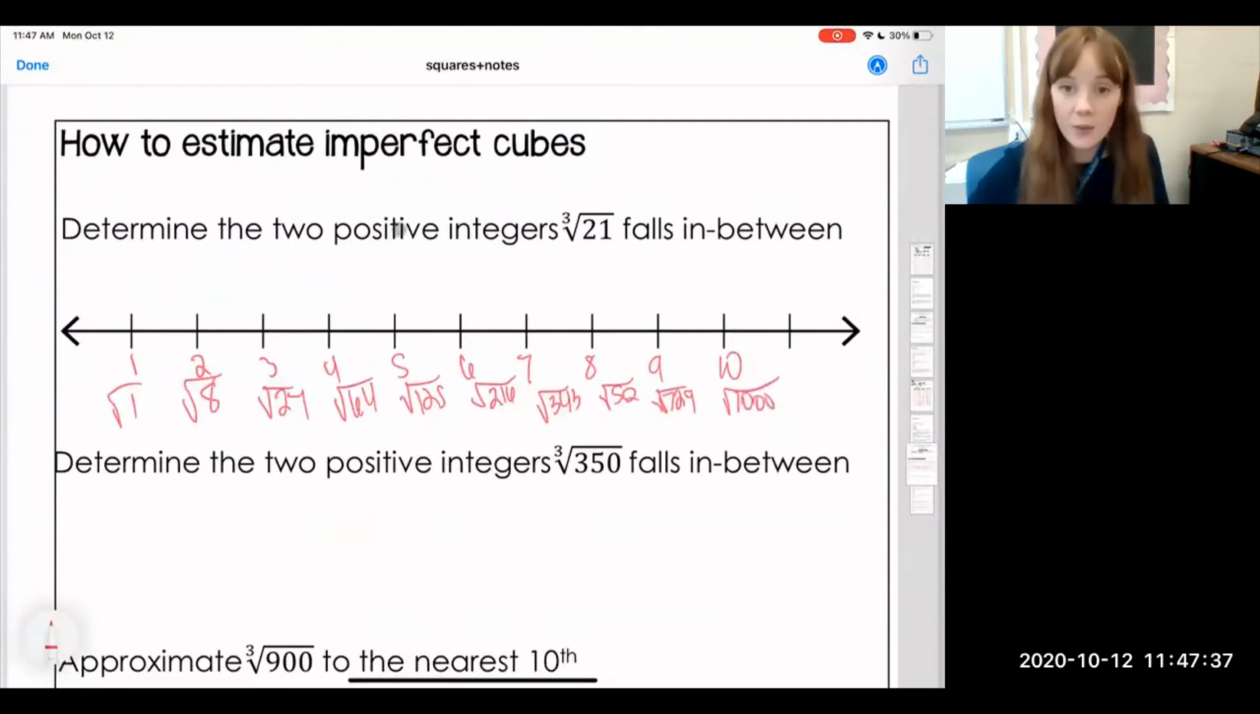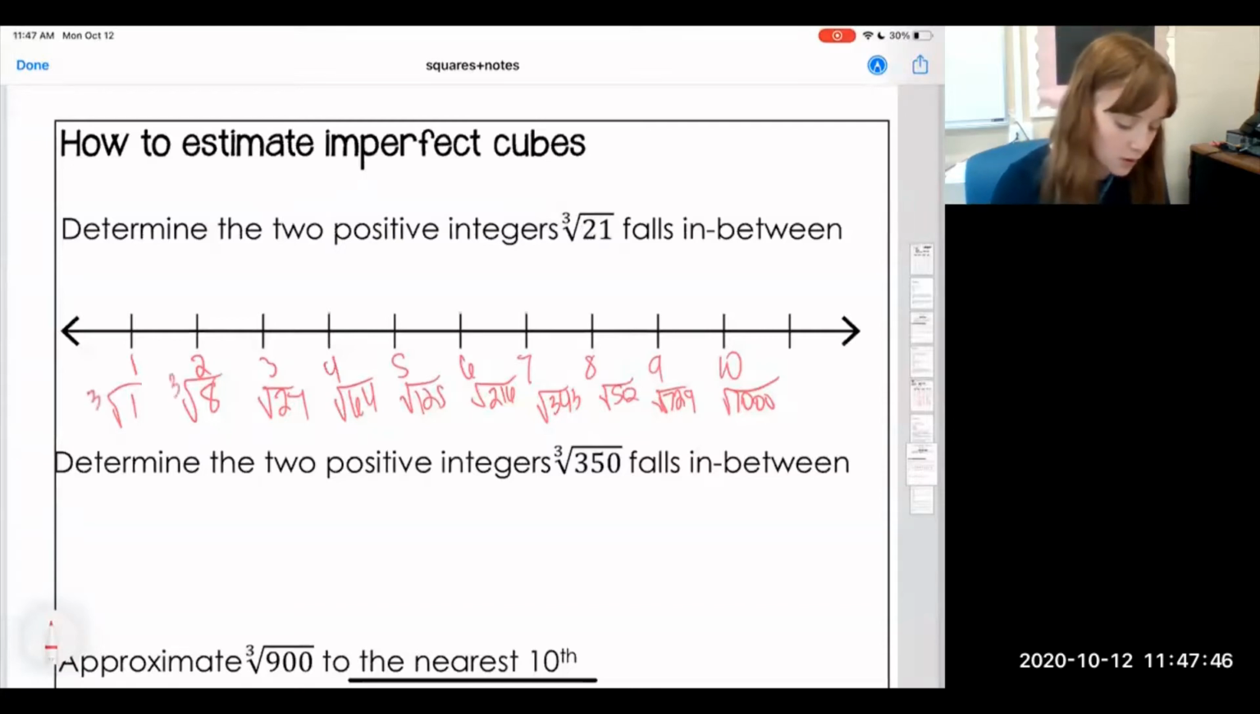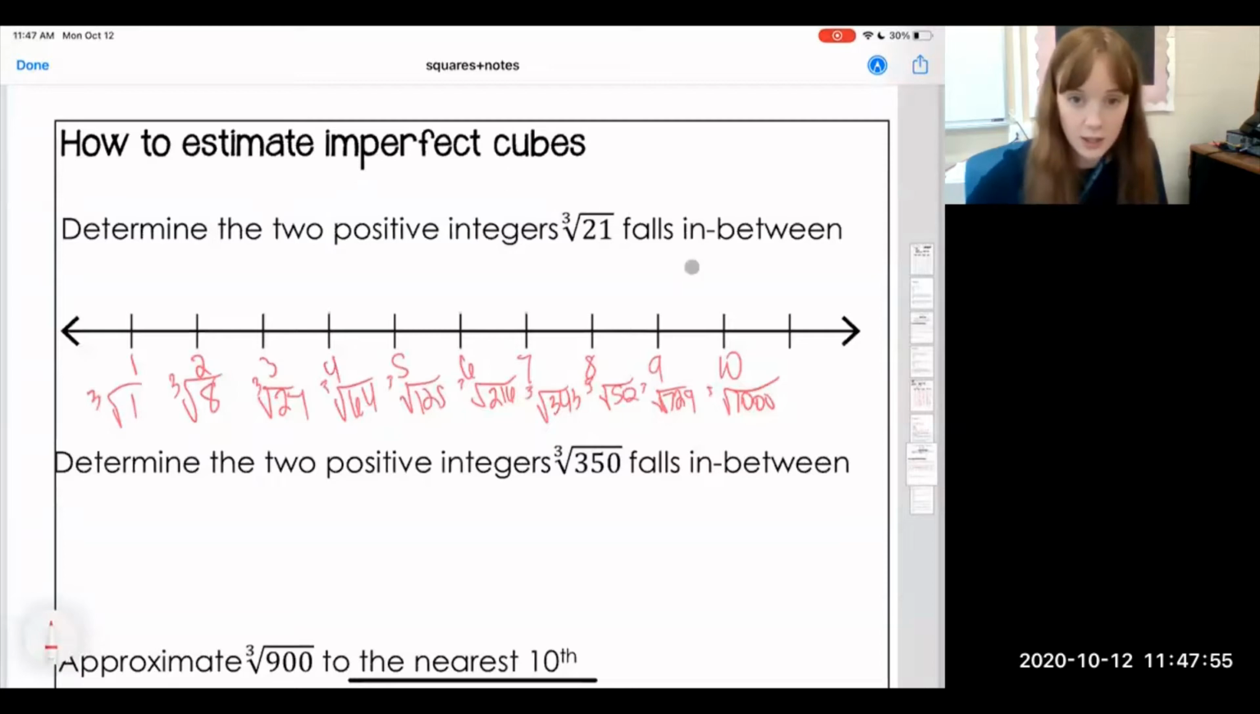So just like yesterday, we're going to find the number that this falls in between. So we want to find where the cube root of 21 falls in between all of these cube roots. Remember to include your 3 at the top of your radicals. Well, the cube root of 21 falls somewhere between the cube root of 8 and 27. So the two integers it falls in between are 2 and 3. That's all you have to do.